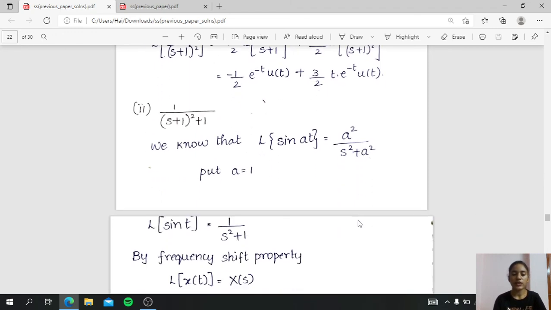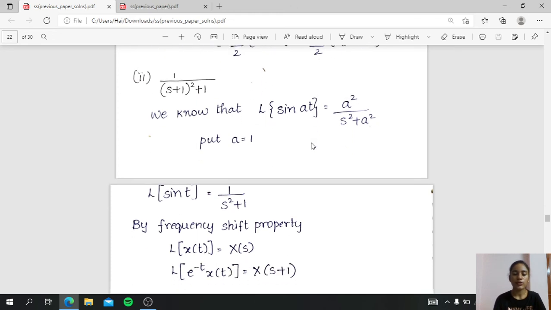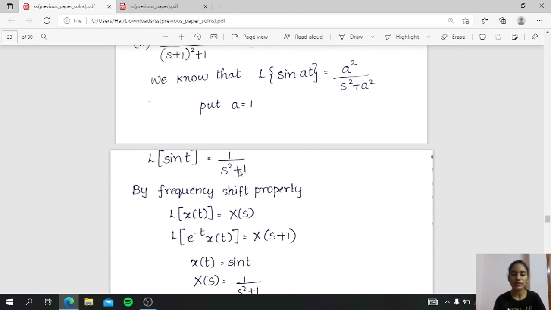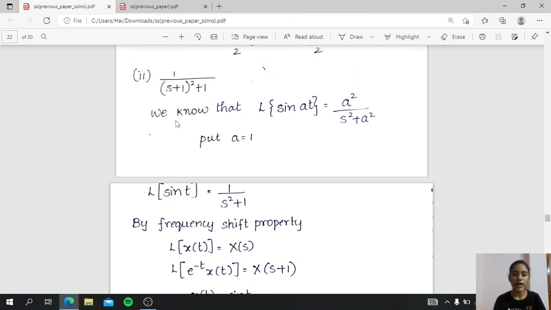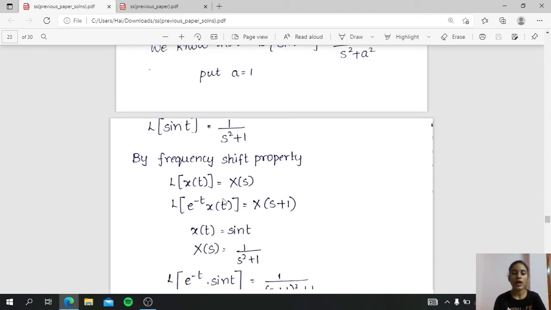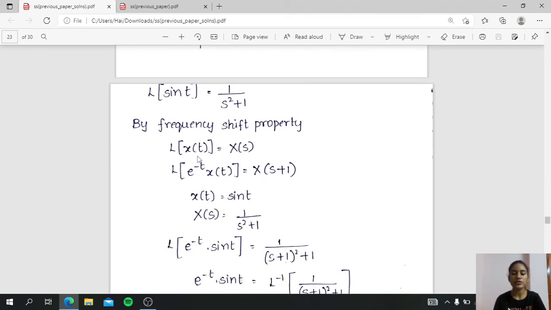They even asked to find the inverse Laplace transform of 1 by s plus 1 whole square plus 1. We know that the Laplace transform of sine at is equal to a by s square plus a square. Put a is equal to 1. So your Laplace transform of sine t will be 1 by s square plus 1. But in the question, you have s plus 1 instead of s. So you need the frequency shift property. By the frequency shift property, the Laplace transform of x of t is equal to X of s, and the Laplace transform of e power minus t into x of t will be X of s plus 1.